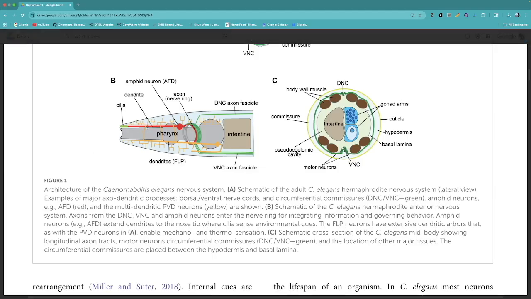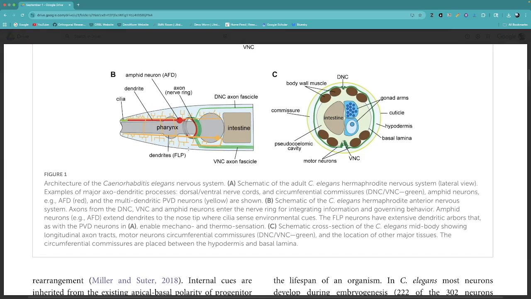And you can see axons from the DNC, VNC, and amphid neurons where they enter the nerve ring, and they integrate information and govern behavior through these projections. So you have these different projections that come through. They converge upon the nerve ring. This nerve ring integrates information, and it's integrating information from the surface of the body, the pharynx, and the intestine.